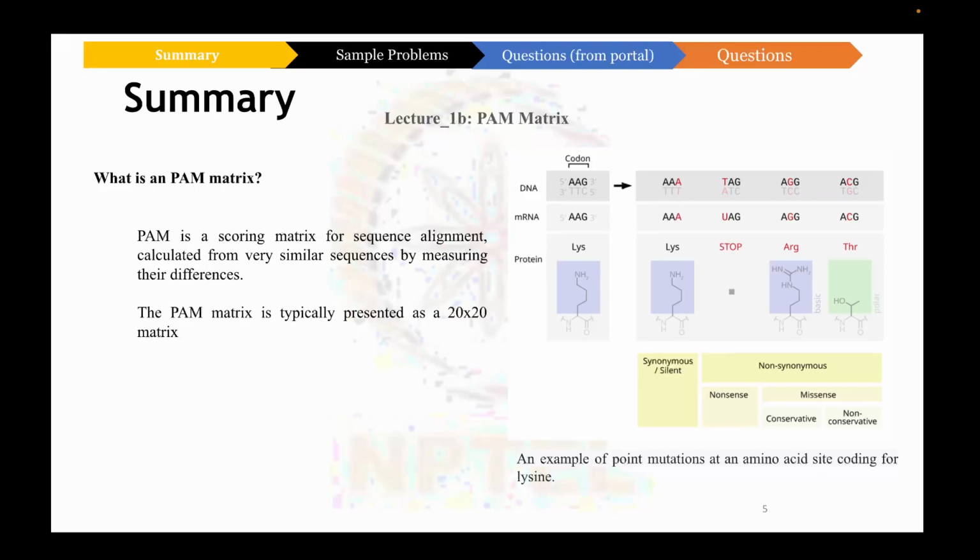Then we have non-conservative mutation, in which the substituted amino acid has different chemical properties from the original amino acid. These non-conservative mutations can significantly alter protein structure, function, and stability, as the amino acid change may disrupt important structural motifs or functional domains. So these non-conservative mutations are more likely to be deleterious than conservative mutations, as they are more likely to disrupt protein function or stability.